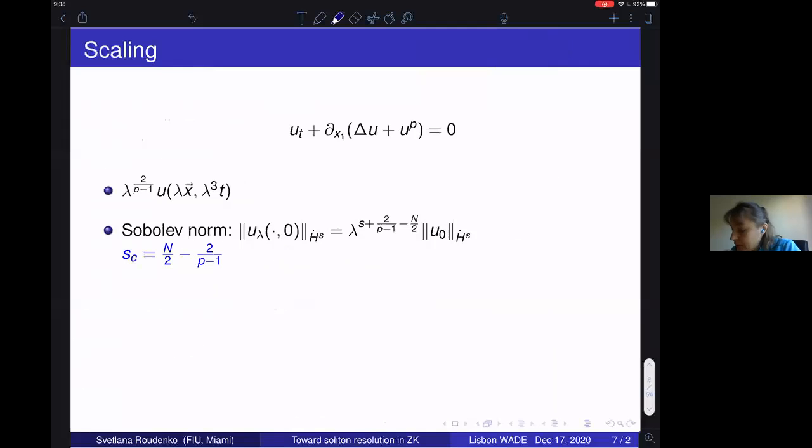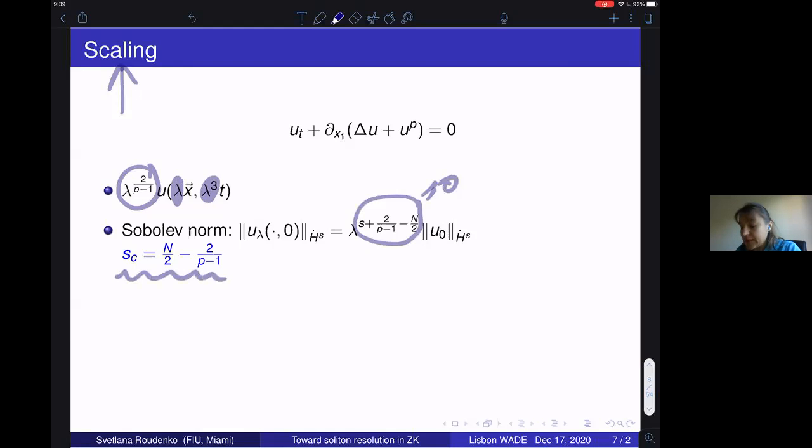Okay, so one of the important things is the scaling, or scaling invariance. Basically the time has to be dilated with lambda cubed, the space with lambda, and then the normalization in front is lambda to the power 2 over p minus 1. What this does is it makes the Sobolev norm scale invariant. If this is equal to 0, then we get exactly the scale invariant index.